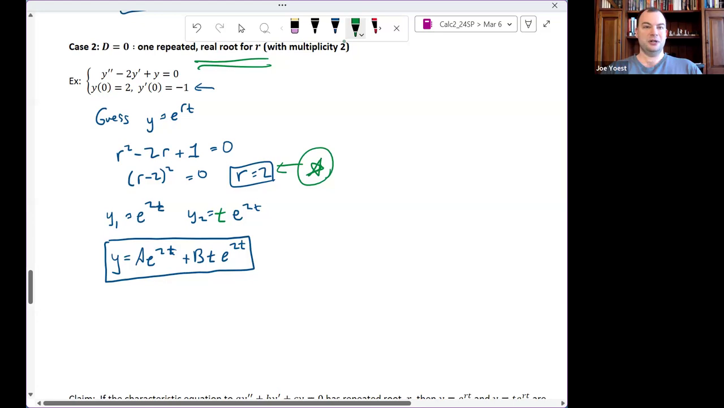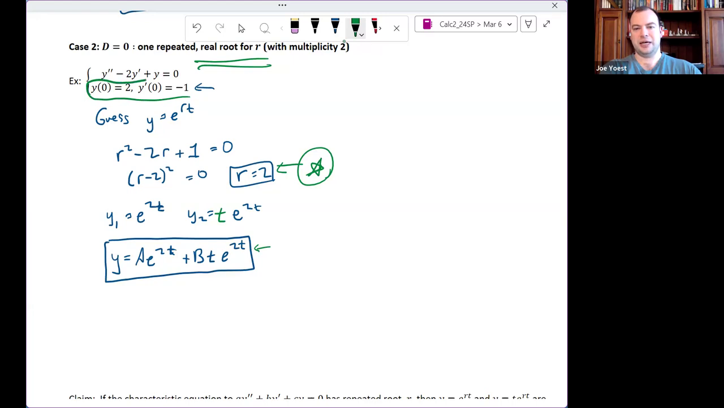We get one fundamental solution from our characteristic equation. We get the second one by multiplying by the independent variable, and that gives us the second independent solution, just in this special case. So this is the most general solution to the differential equation.